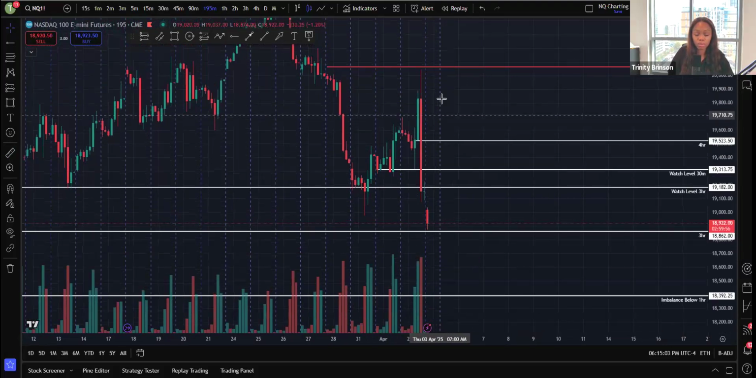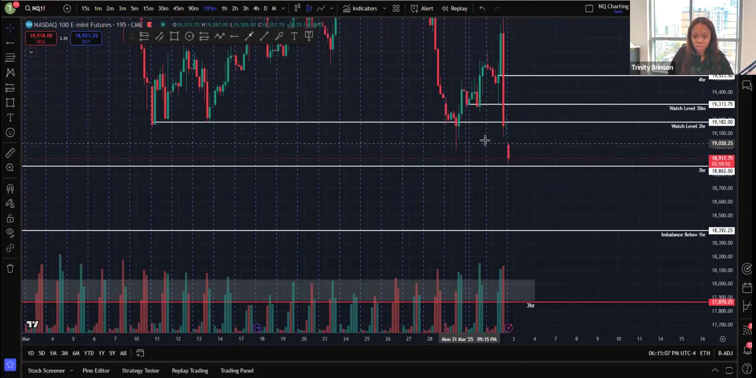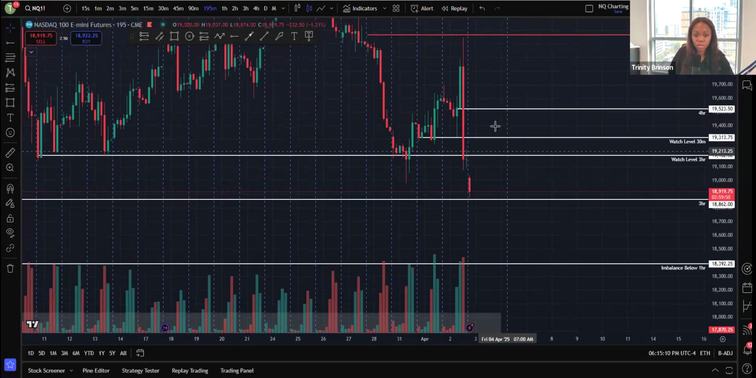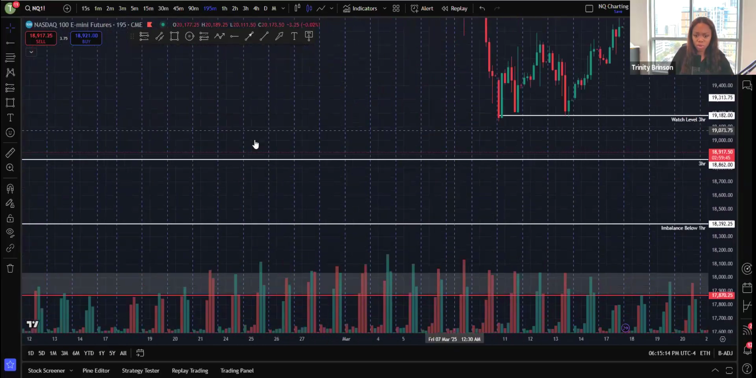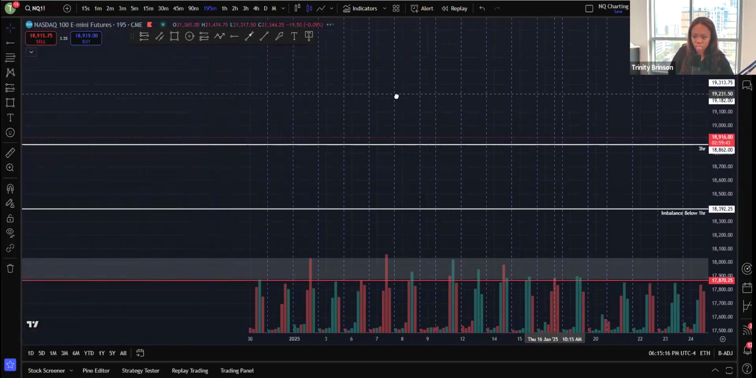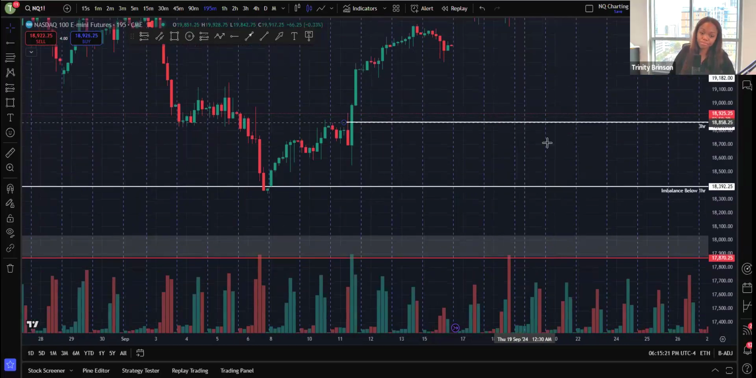Same zone on the 4 hour. Really big basing candle. That's really big. But we don't really have anything else over here. Yeah. So let's head over to around the 1800s. See if we have anything over there on this 195.